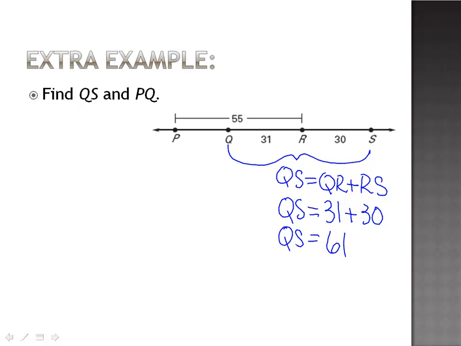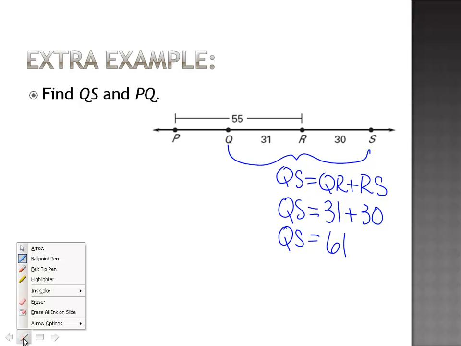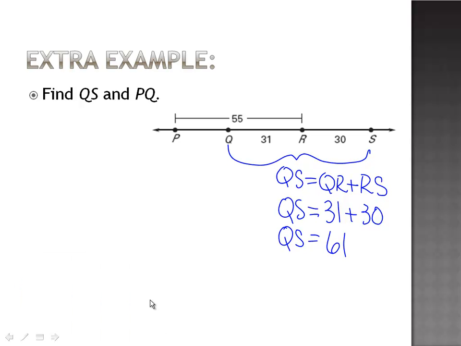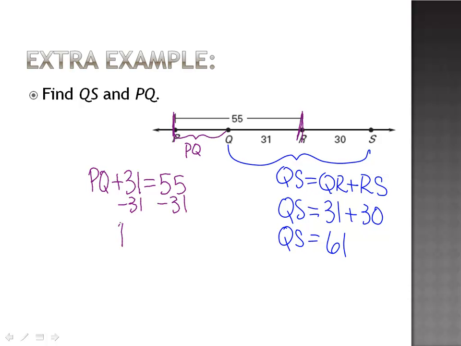There's my first piece. The next one says find PQ, so I'm just going to change my color a little bit here. If I want to find PQ, that's this little piece. I know from P to R is 55. So in order to find PQ, I can write a little equation. PQ, the distance from P to Q, plus 31 has to equal 55, my total distance. If I subtract 31 from both sides, then my distance PQ equals 55 minus 31, which is 24.